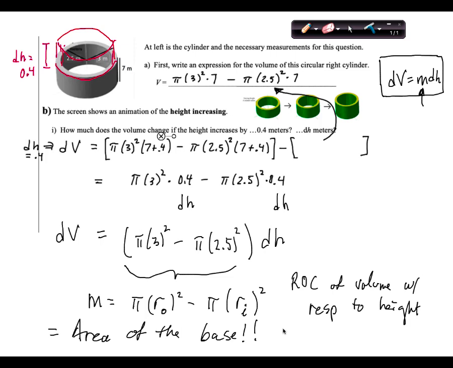Okay, any questions on that? So now we said the other way that these cylinders can grow is in radius. That's the second half down here. So you're going to write a change in volume formula for the radius.